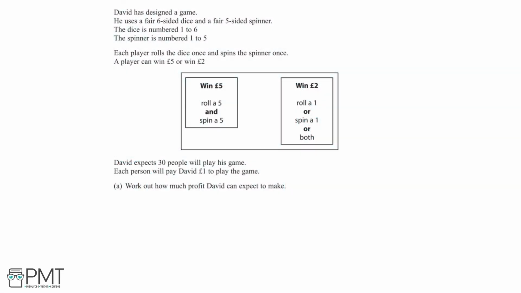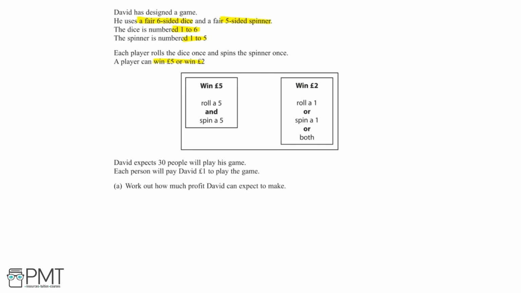In this question, we're told that David has designed a game. He uses a fair 6-sided dice and a fair 5-sided spinner. The dice are numbered from 1 to 6, and the spinner is numbered from 1 to 5. Each player rolls the dice once and spins the spinner once. A player can win £5 or win £2.